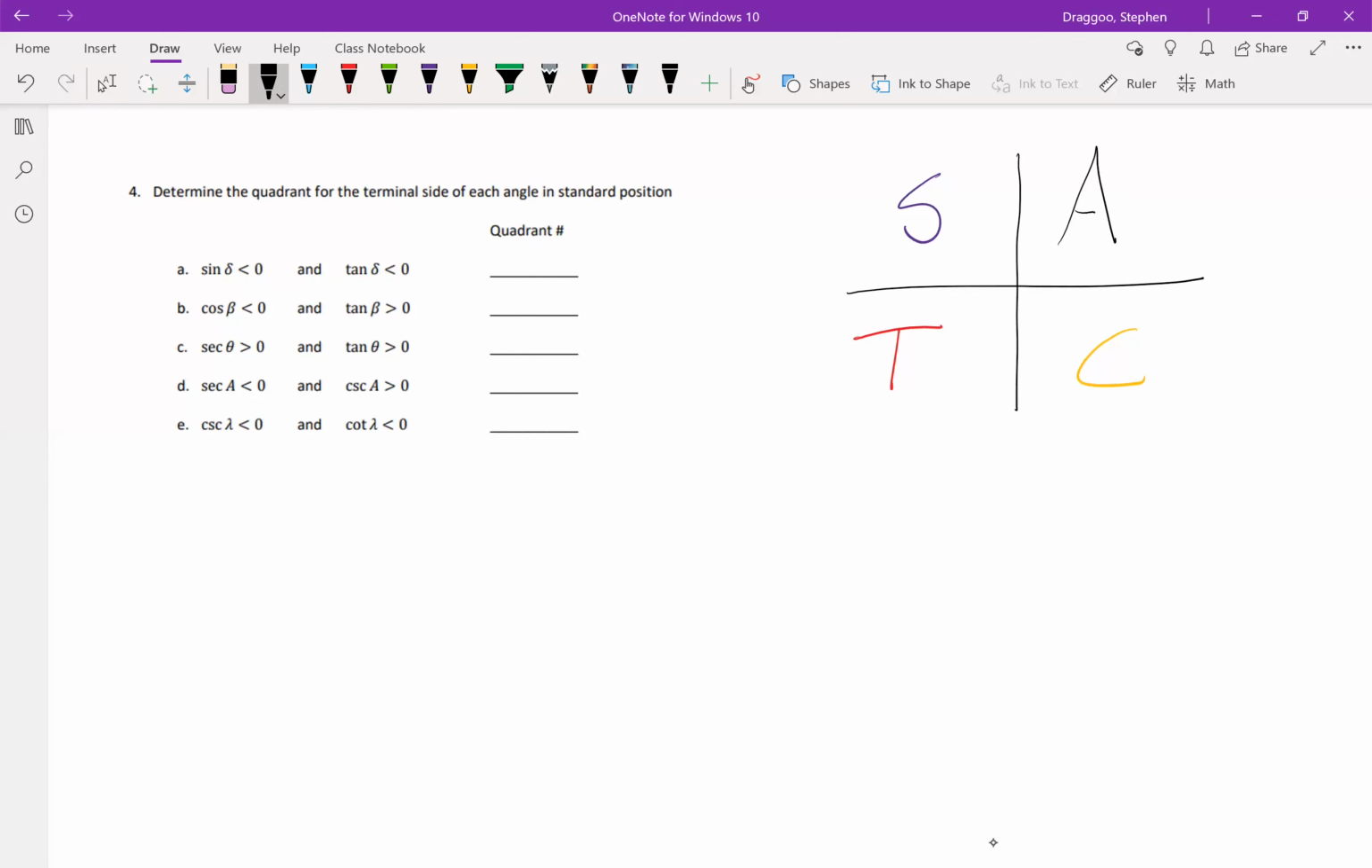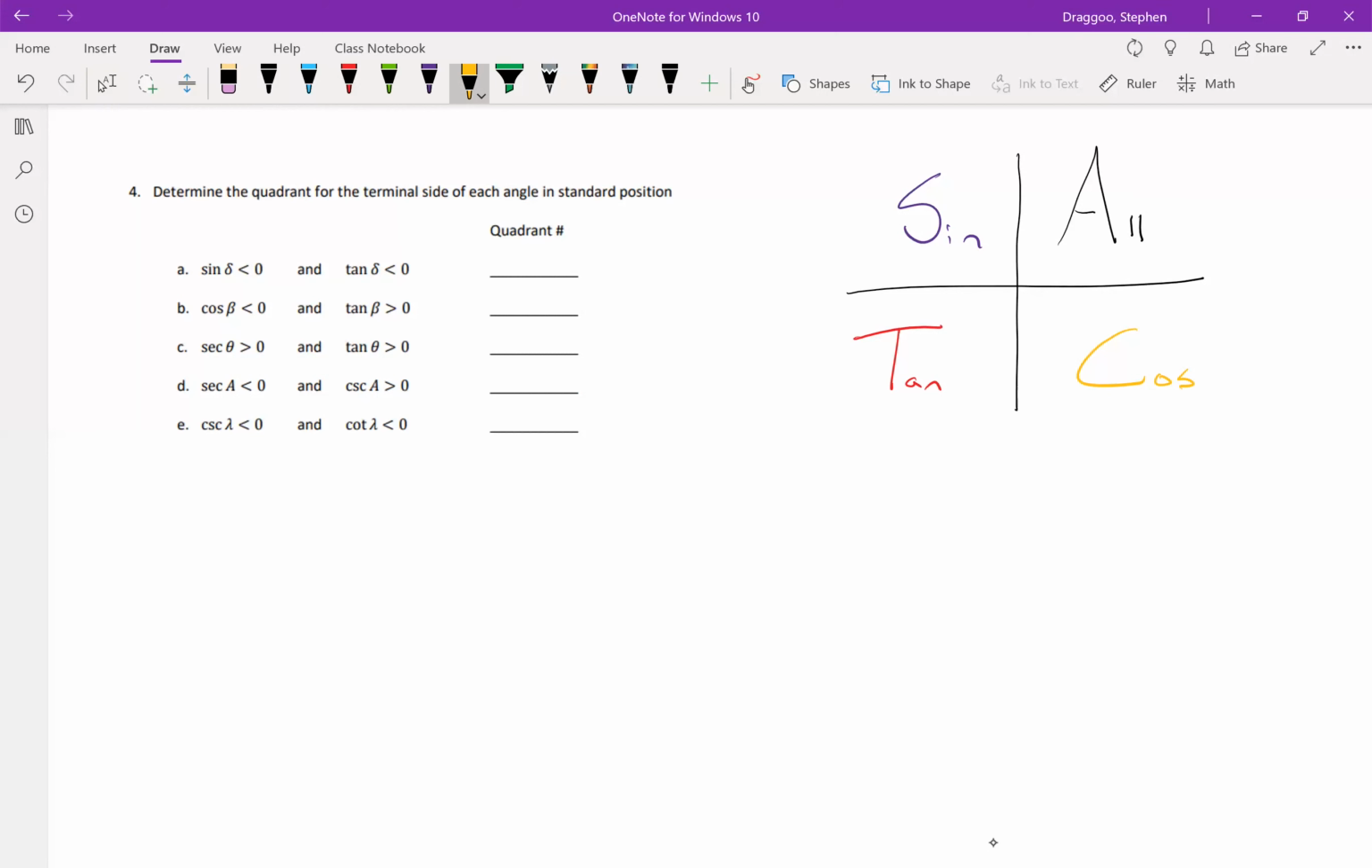But the trig definitions we'll need to remember is all, sine, tangent, and cosine. And this will tell us which trig functions are positive in which quadrant. All the functions are positive in quadrant 1, only sine is positive in quadrant 2, only tangent is positive in quadrant 3, and only cosine is positive in quadrant 4.